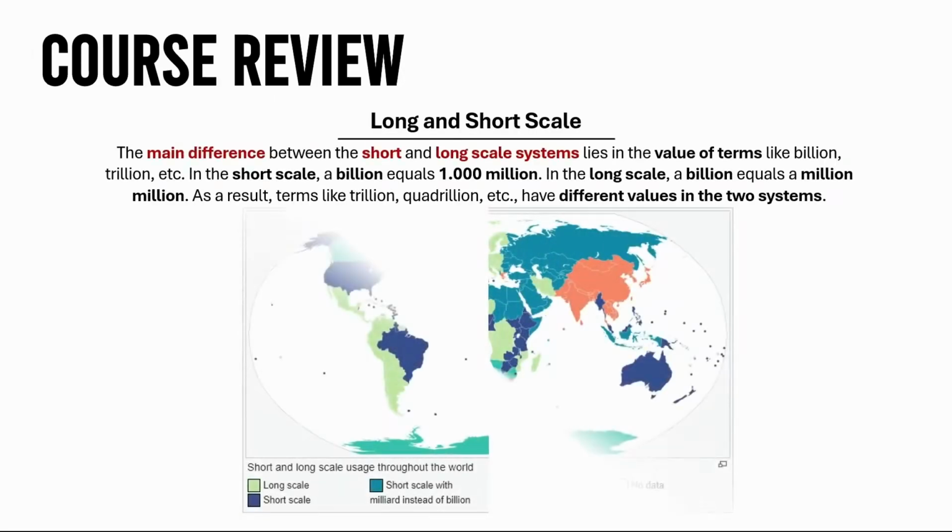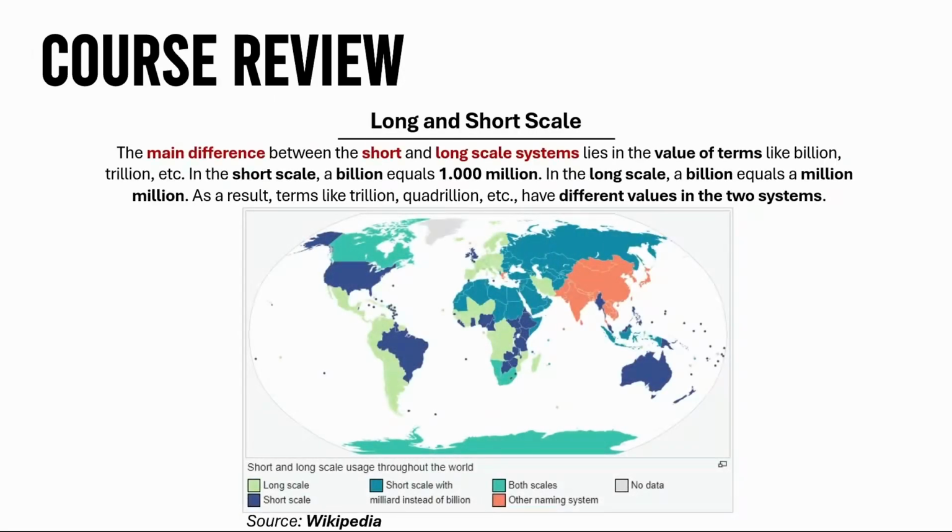Long and short scales. The long scale and the short scale are two different naming systems for numbers larger than a million. This map shows which countries use the long scale, which use the short scale, and where alternative naming conventions are used.